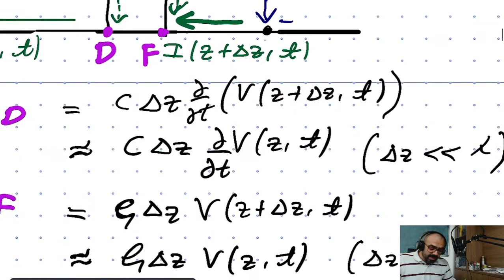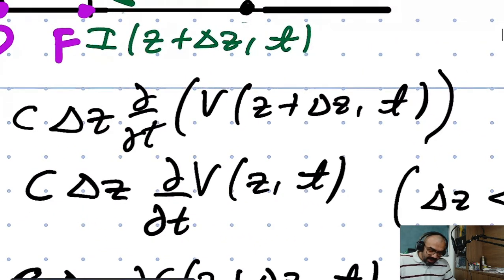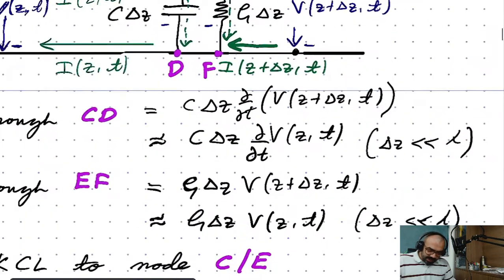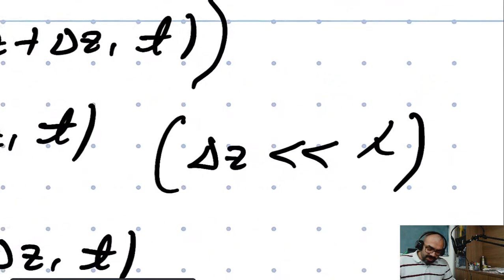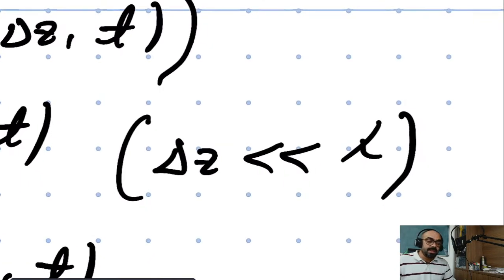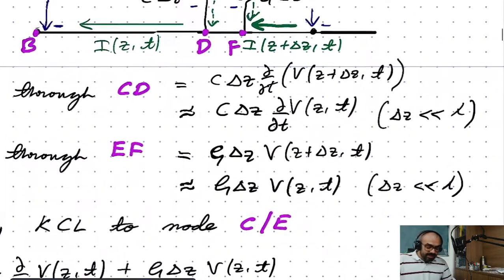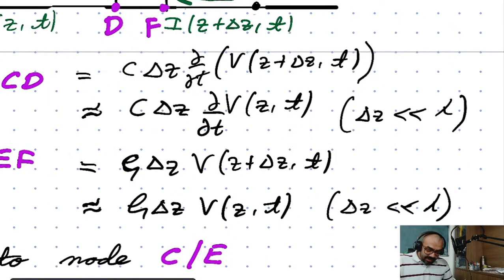this approximation, I can always approximate this as C delta z times dV by dt, where the voltage is at z, right? So you see this subtle step here. This will hold true provided delta z is far smaller than lambda. The same thing happens with the current through EF. Again, V at z plus delta z appears in those terms. However, we're going to approximate that by V(z,t).